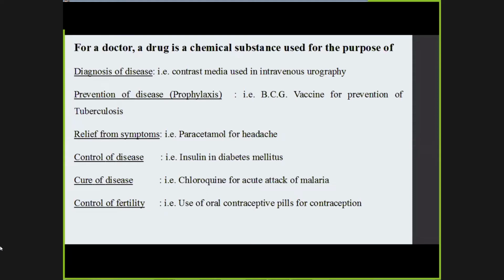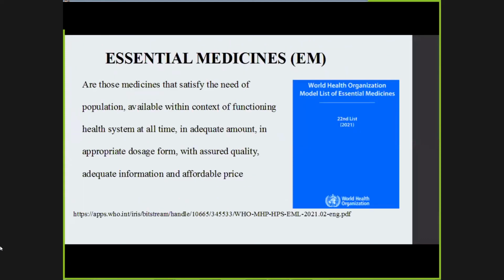Another purpose of giving a drug is a cure of the disease. For example, chloroquine is a drug used for cure of malaria. Drugs are also used for the control of fertility. Some oral contraceptive pills are used for contraception, so that fertility will be controlled. So these are the various purposes of giving drugs in various conditions.